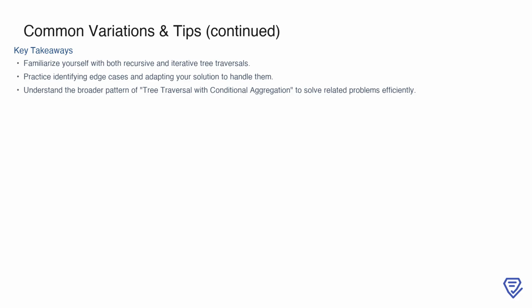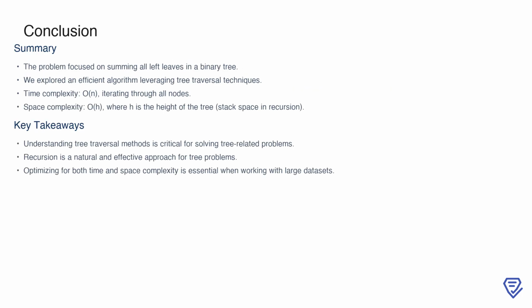To wrap up, this problem highlights the importance of mastering both recursive and iterative tree traversal techniques. Make sure to practice handling edge cases, such as empty trees or trees with just one node, to ensure your solutions are robust. Recognizing the underlying pattern of a tree traversal with conditional aggregation is key to solving not just this problem but a range of similar challenges efficiently. With a solid understanding of these concepts, you'll be well prepared to tackle both variations of this problem and related ones in interviews.